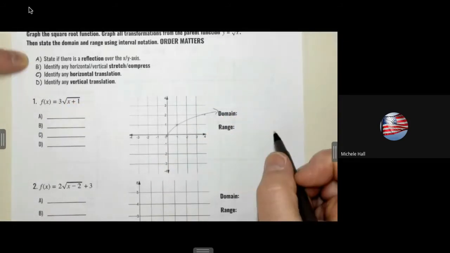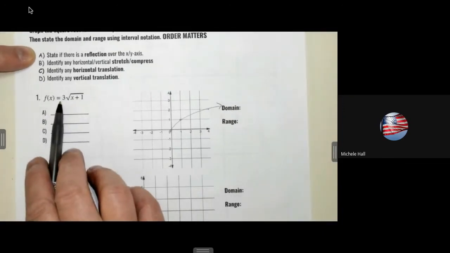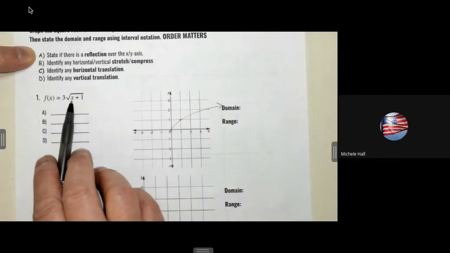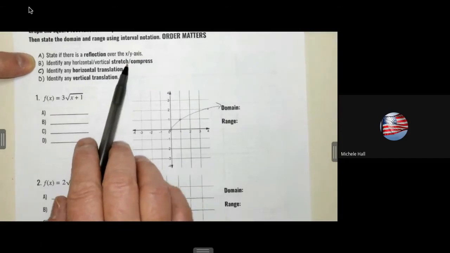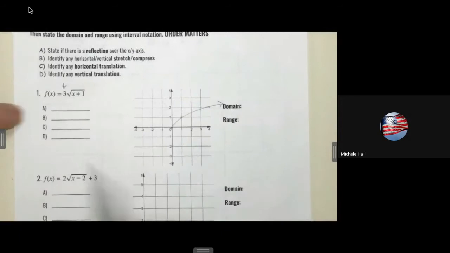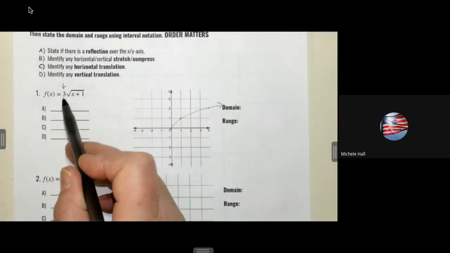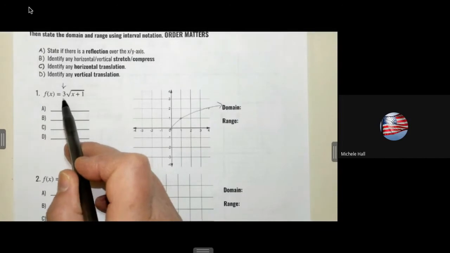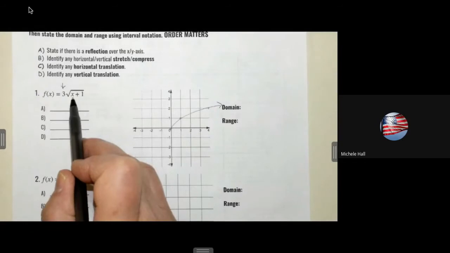Then the next thing that you would do is make sure that you do any reflections. Is there any negative out front? Is there any negative with the x? So it's not reflecting. And a stretch or compress, that's this. That's a stretch. If it was a stretch on the x, it would be with the x. Anything that's out front of it means it's about the y. So if there was a negative out front, you'd be reflecting across the x-axis. If there was a negative with the x, you'd be reflecting across the y-axis. You've got to watch 1.6.